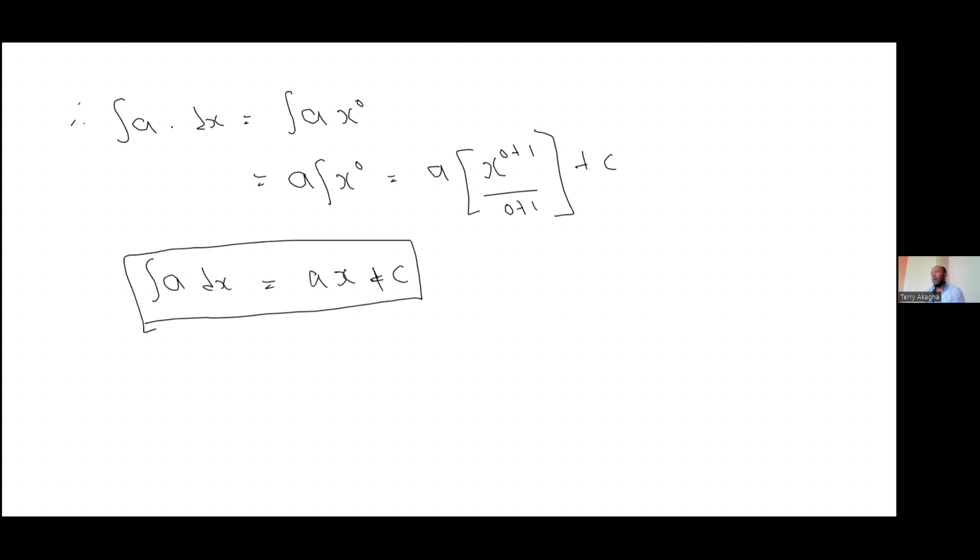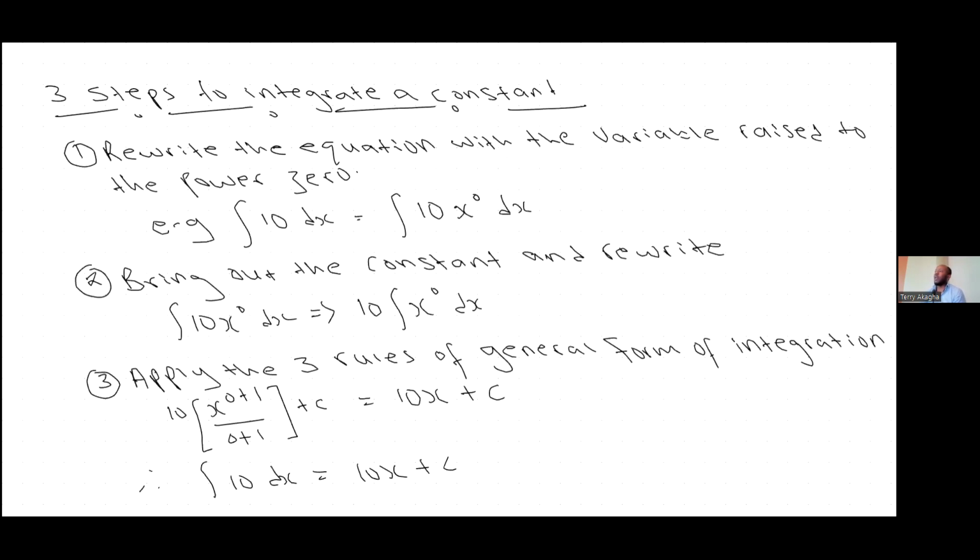Okay? And that is that for that. All right, so let's pick an example. Let's assume you were told to integrate 4 with respect to dx. It's going to give us 4x plus c. Let's assume you're told to integrate 50 with respect to dt. It's going to give us 50t plus c.